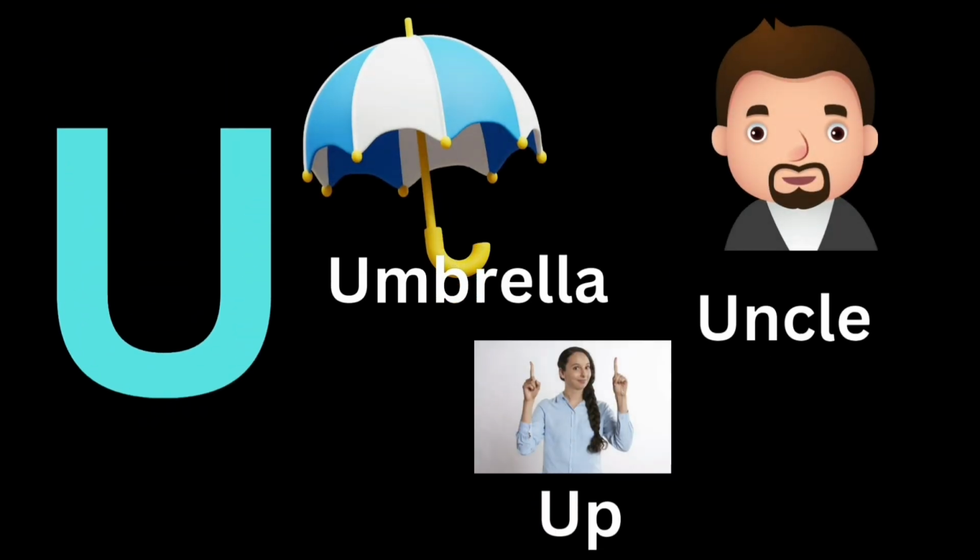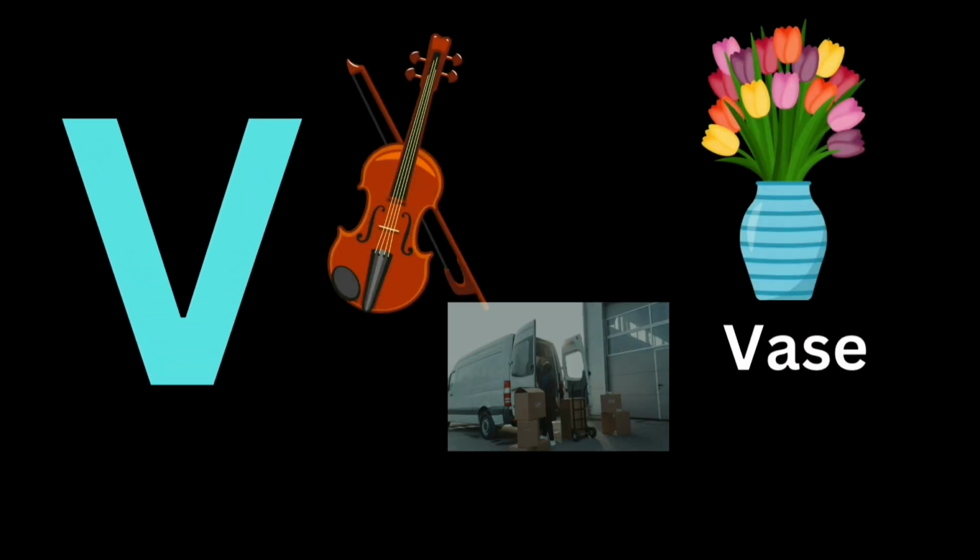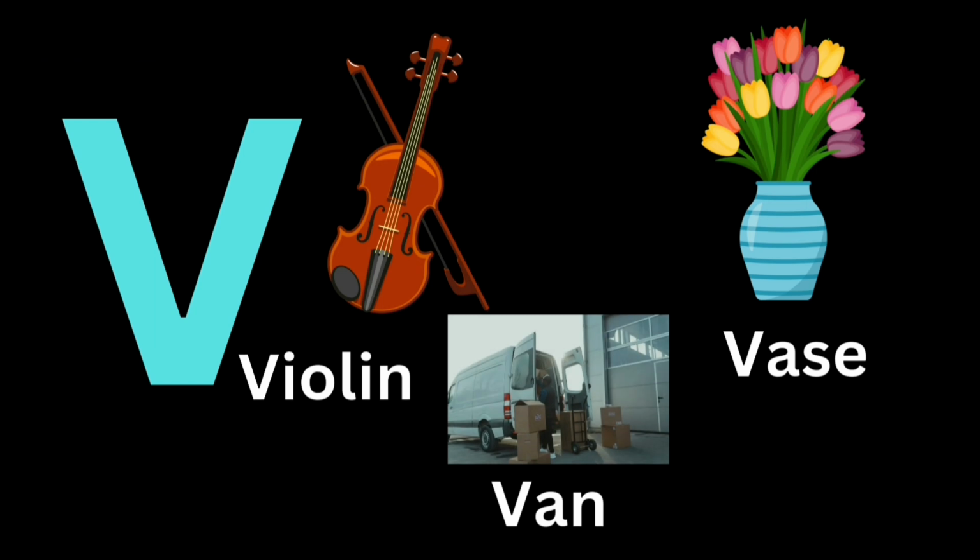U for umbrella. U for uncle. U for up. V for violin. V for vase. V for van.